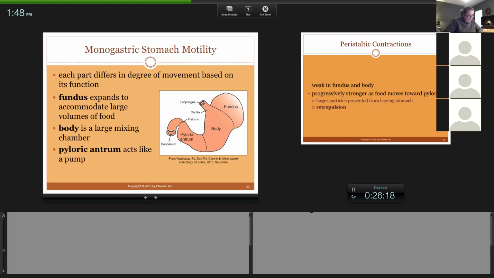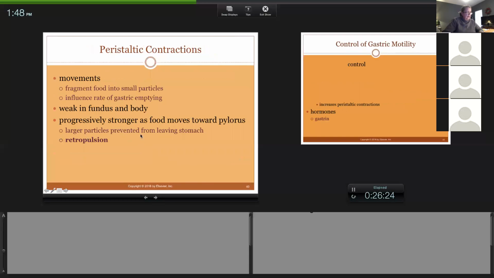And I talked about gastric emptying. Let me mention one thing, there's not a question about it, but these peristaltic contractions lead back to number 17 of this gastric emptying. The fragmenting of small particles can influence how fast it goes out.